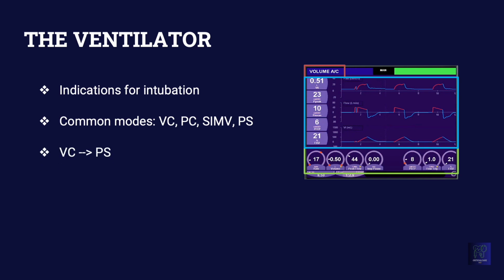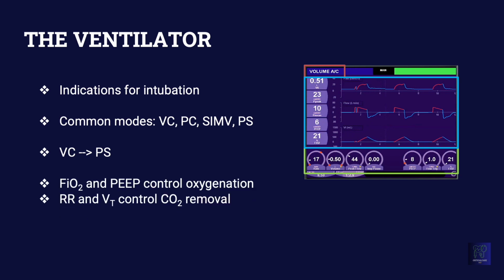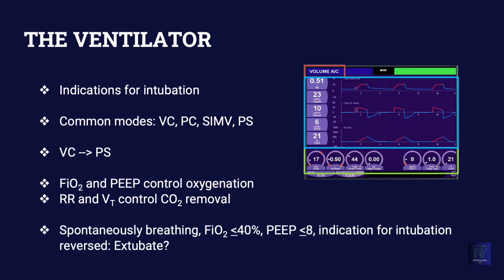Volume control is generally the initial mode of choice, and once the patient is improving, once the patient is awake enough to take his or her own breaths, patients are typically switched to pressure support mode. Keep in mind that FiO2 and PEEP control oxygenation, and respiratory rate and tidal volume control CO2 removal. So, if we are treating a patient for hypercapnic respiratory failure, the settings we must be focusing on are respiratory rate and tidal volume.